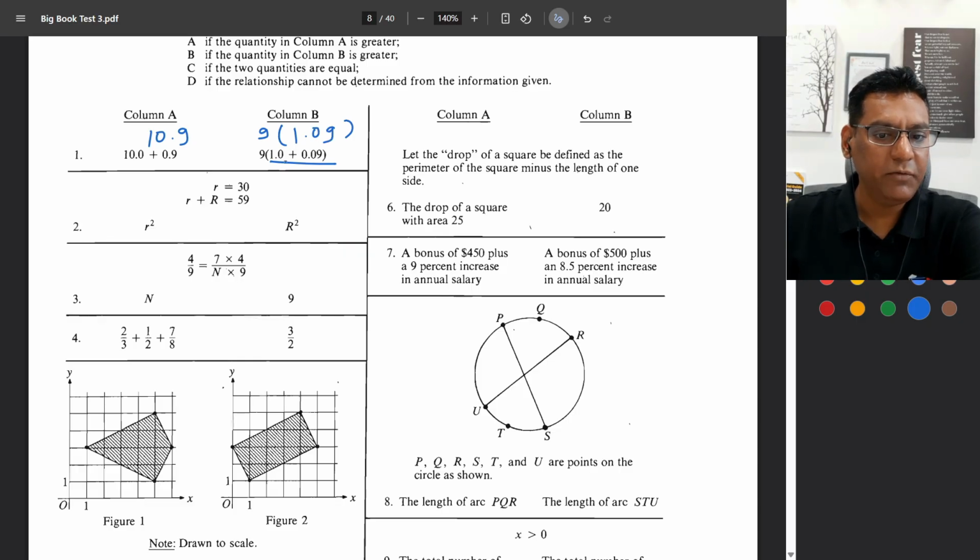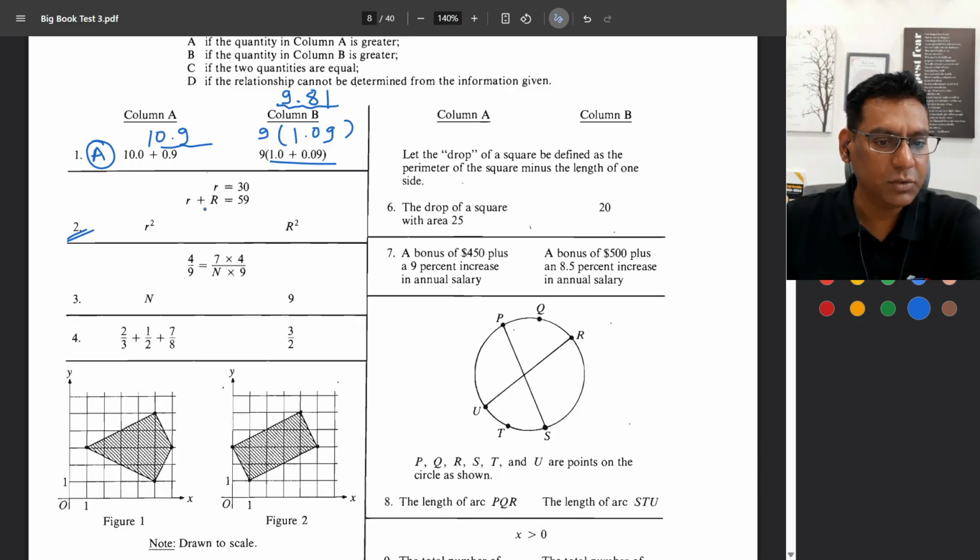Be very careful with the zeros and everything. 1.09. Let's do 9 times of that. So this is going to be 9.81. Correct, 9.81. So now I have to compare 9.81 and 10.9. Obviously 10.9 is bigger, so answer is A. Pretty straightforward. Question 2, r is equal to 30.